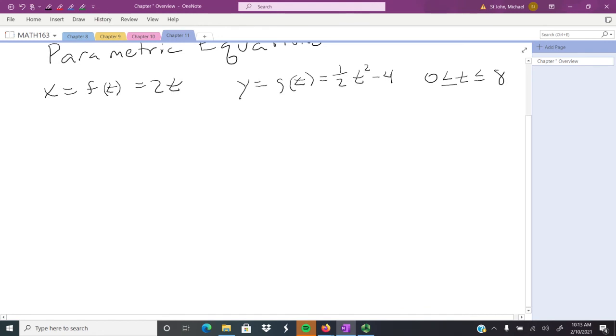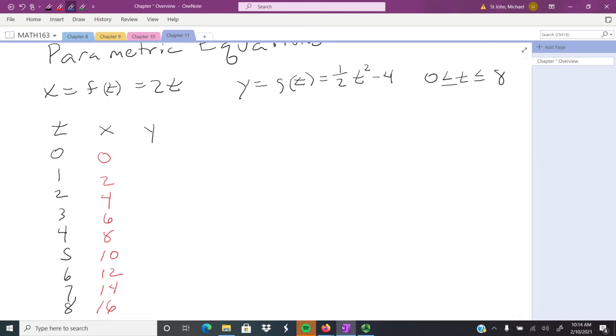So what we can do is make a chart. We have our t, the x, and then the y. And so we have our numbers for t: 0, 1, 2, 3, 4, 5, 6, 7, and 8. Then we take these numbers and plug them in. If I plug into the x equation first, 2 times 0 is going to be 0. And then this is going to be 2, 4, 6, 8, 10, 12, 14, and 16.